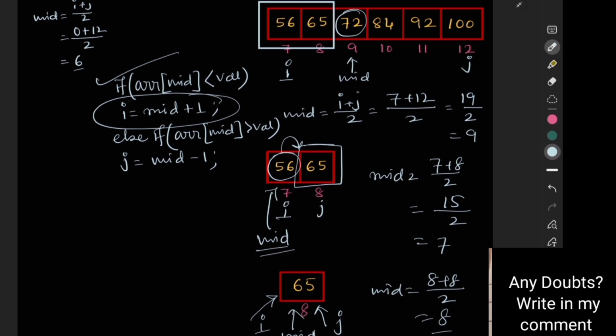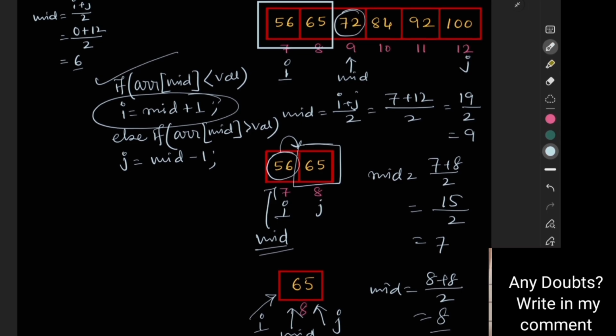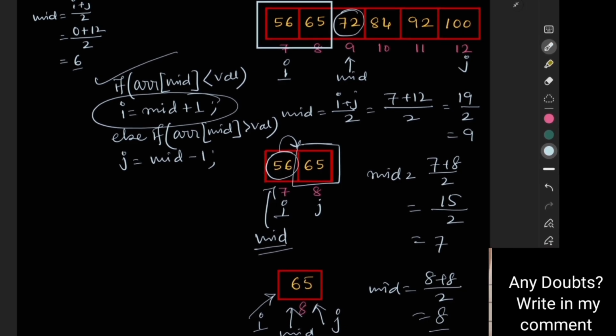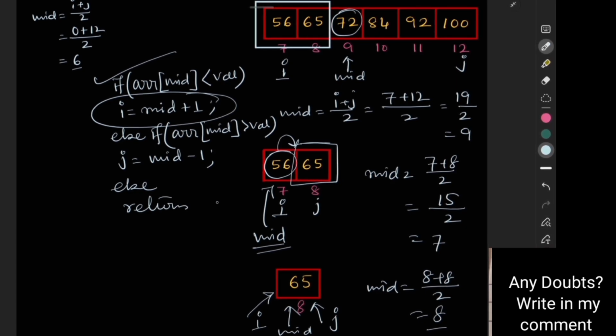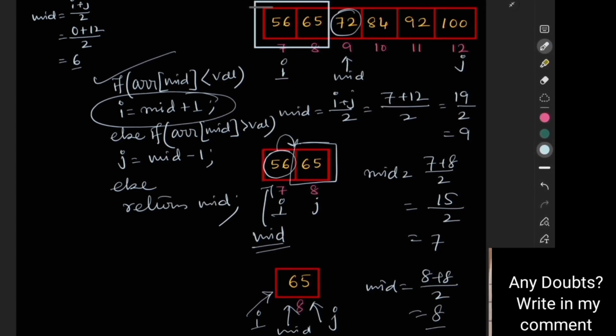Now we can see the value which is present at index number 8 is the same as the value which the user wants to search. That means 65. That means 65 is present at index number 8, which is basically the middle index. That's why in the else part I am returning the mid index.